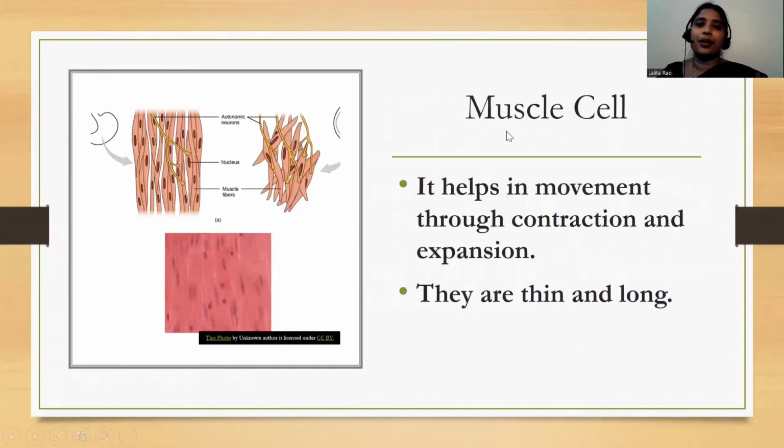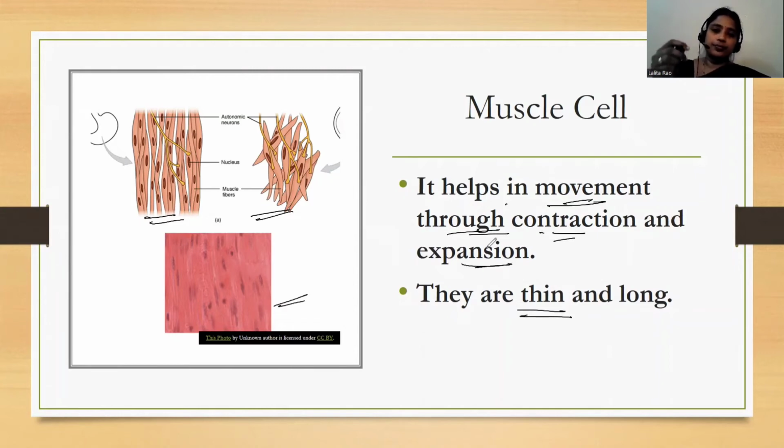Now this is also an example of a muscle cell. You can see here, this is the image which shows you the muscle cell. It is striated, and they are elongated in shape. So they are thin and long. And why are they thin and long? Because their function is to help in movement through contraction and expansion. Like when you move your hands, your hands contract and relax. So depending upon that, their shape is according to the function that it performs.